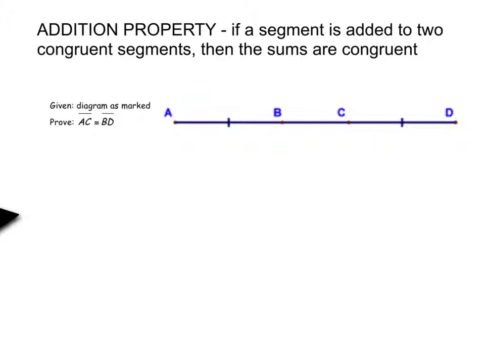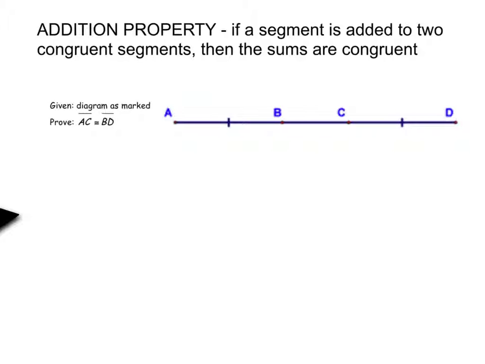In this video, we are going to look at some examples of the addition properties, the subtraction properties, the multiplication property, and the division property. As you learned in class, one of the addition properties says that if a segment is added to two congruent segments, then the sums are congruent.